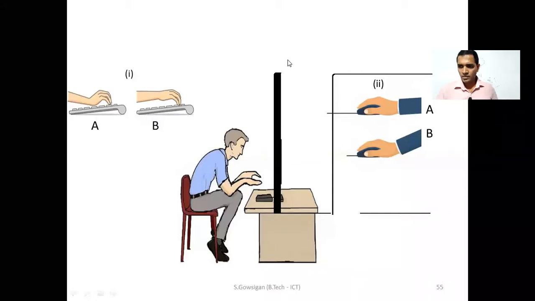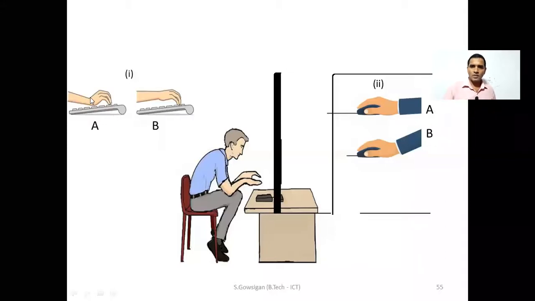Induja, what's wrong with the first picture? Look at the number 1 and tell me what's wrong with picture A. I'm asking Induja. The person is bending the wrist. Okay, very good. Right, that's the reason here.